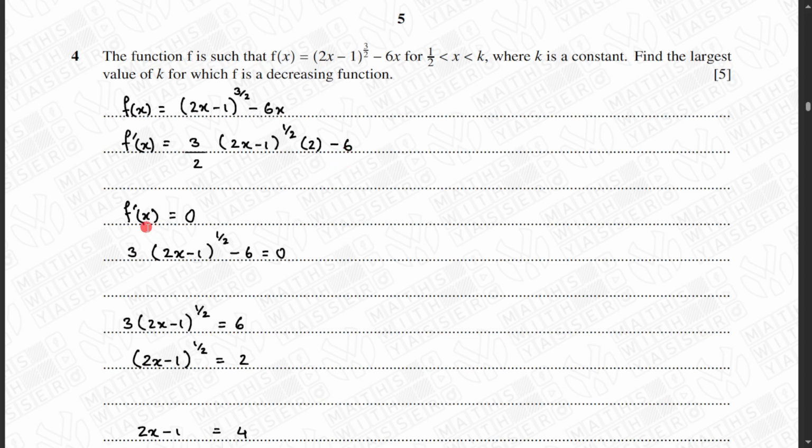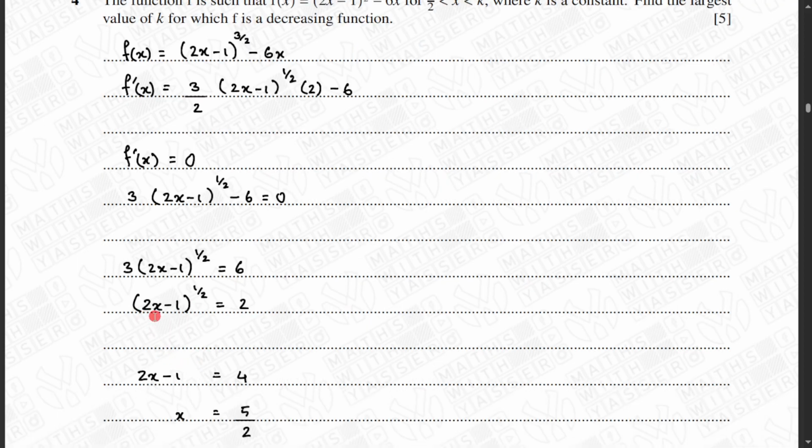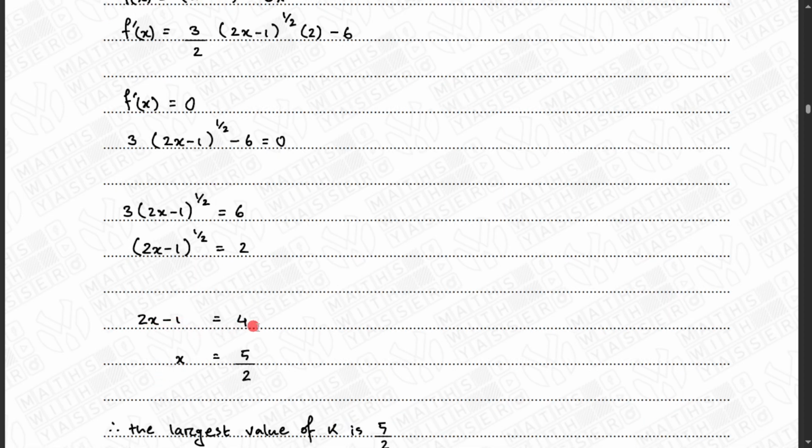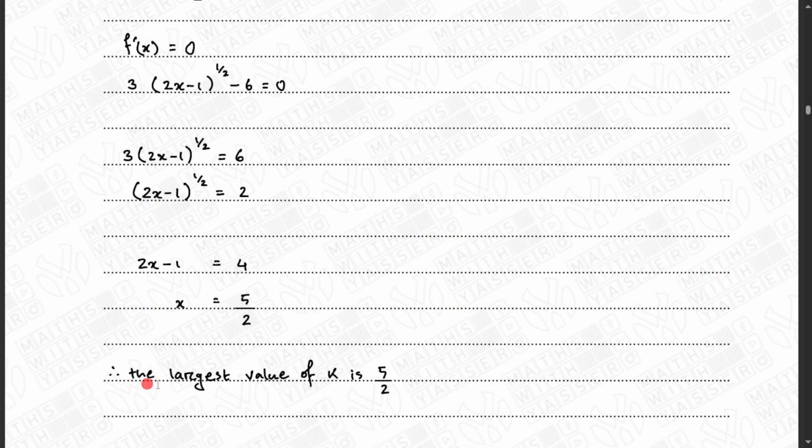We know that the stationary value occurs when the differentiation of the function is equal to 0. So that means, simplifying this equation, we get 3 times (2x minus 1) to the power half minus 6 is equal to 0. That means 3 times (2x minus 1) to the power half is equal to 6. Therefore, (2x minus 1) to the power half will be equal to 2. So 2x minus 1 is equal to 4. Therefore, x will be equal to 5 over 2. So the largest value of k is 5 over 2.